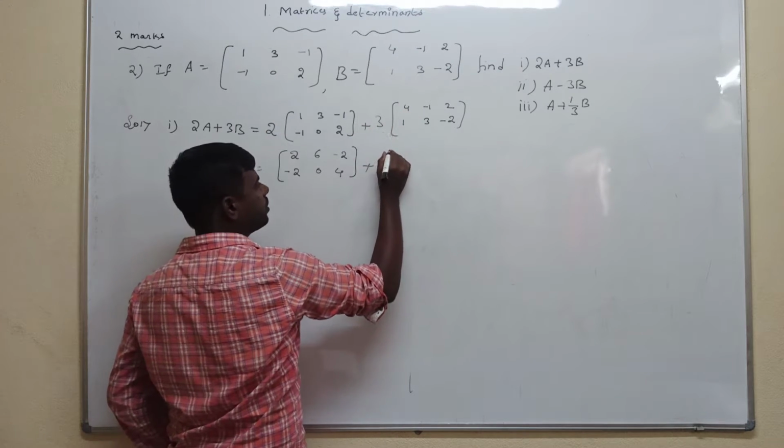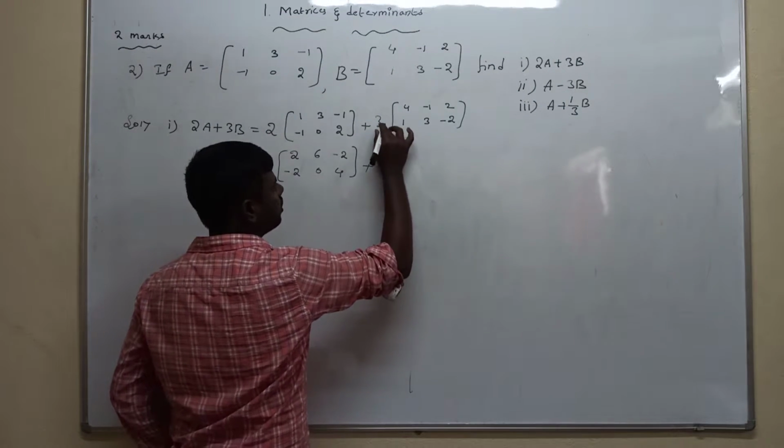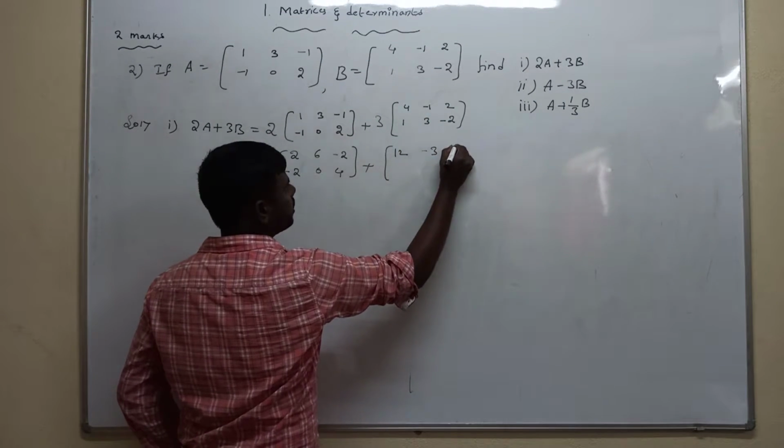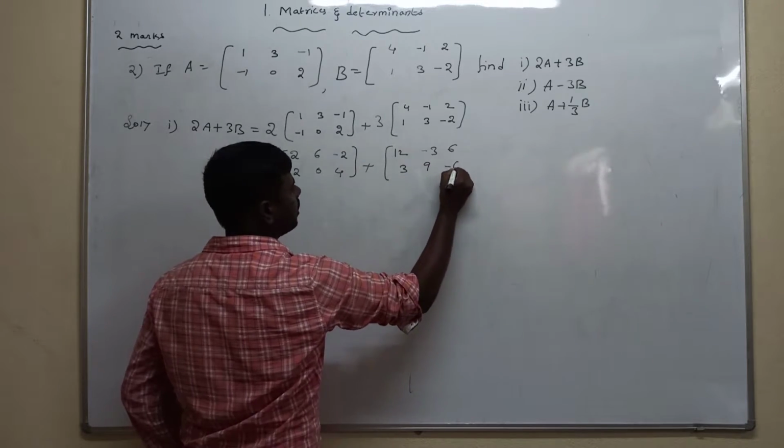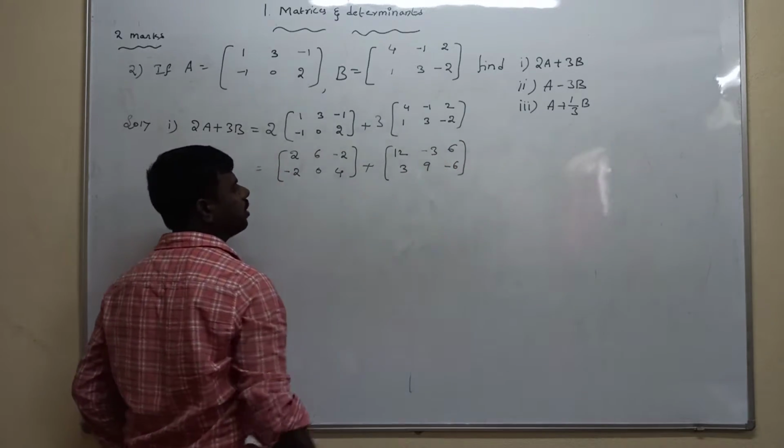Plus 3 is a scalar element, that's why each and every product with 3. 3 4s are 12, 3 into minus 1 is minus 3, 3 2s are 6, 3 into 1 is 3, 3 3s are 9, 3 2s are 6. So 3 into minus 2 is minus 6.